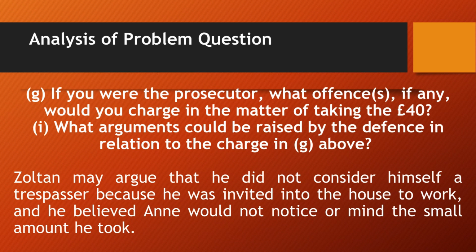So, what arguments could be raised by the defense in relation to the charges above? Zoltan may argue that he did not consider himself a trespasser because he was invited into the house to work, and he believed Annie would not notice or mind the small amount he took. Zoltan might claim that he intended to borrow the money and planned to return it later, negating the mens rea of intent to permanently deprive. Alternatively, he might argue that he thought Annie would not mind him taking a small amount of money, invoking a mistaken belief under Section 2(1)(a) of the Theft Act.